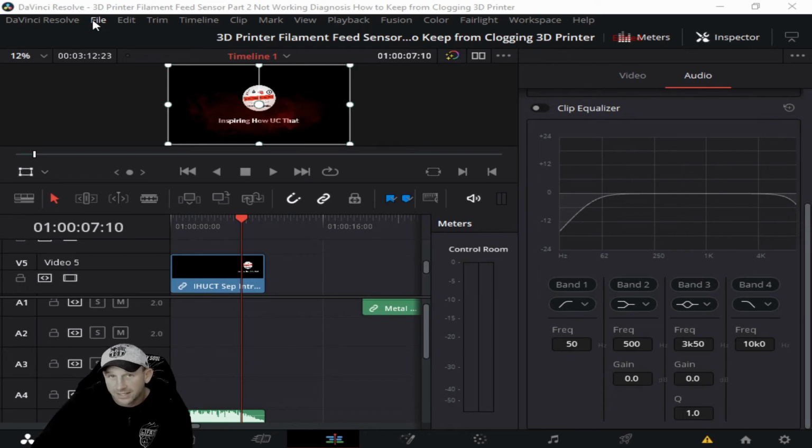The only time it wouldn't be there is if all of a sudden DaVinci Resolve totally got a bug or got scrambled and it messed up your hard drive or something like that. That's a whole different story, but simple fix here: save it.